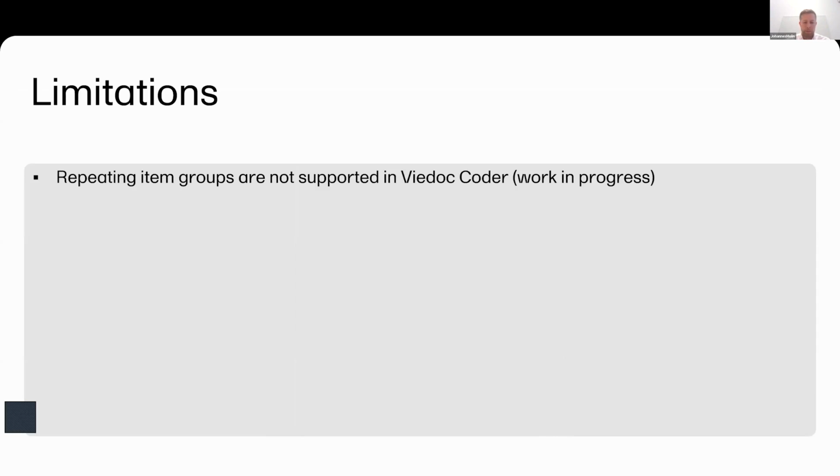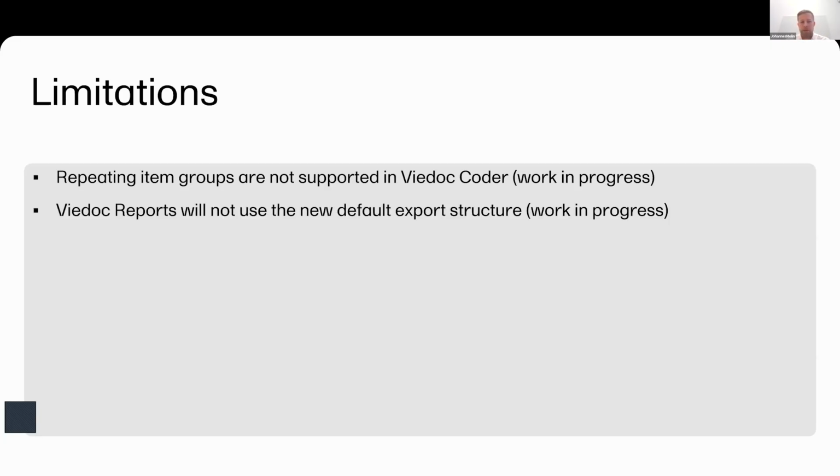So repeating item groups are being released in Viedoc 4.92. And 4.92, well, we start releasing this already next week with the US instance, then Europe, and then followed by Japan and China. So very soon you will be able to test repeating item groups on your own. From the initial release, you will not be able to use it in Viedoc Coder. This is work in progress, so in the near future, you will be able to use coding for terms that have been collected in repeating item groups. But it's not supported from 4.92.